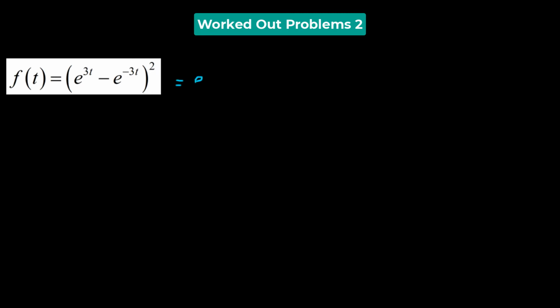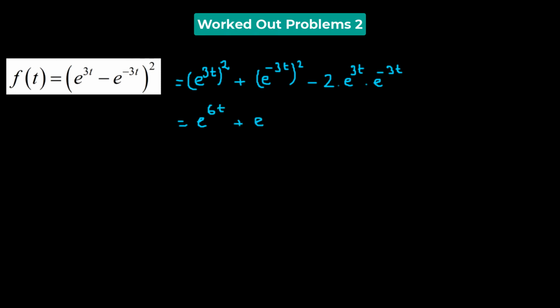So we have (e raised to the power of 3t) whole squared plus (e raised to the power of negative 3t) whole squared minus 2 times e raised to the power of 3t times e raised to the power of negative 3t. So that gives us e raised to the power of 3t times 2, which will be 6t, plus e raised to the power of negative 3t times 2, which will be negative 6t, minus 2 times e raised to the power of 3t.